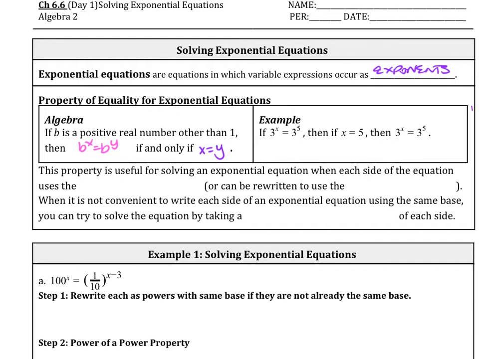So for example, if we have 3 to the x equals 3 to the 5th, then x equals 5. So really, we just set those exponents equal to each other. This property is useful for solving exponential equations when each side of the equation uses the same base, or can be rewritten using the same base. When it is not convenient to write each side of an exponential equation using the same base, you can try to solve the equation by taking a logarithm of each side.